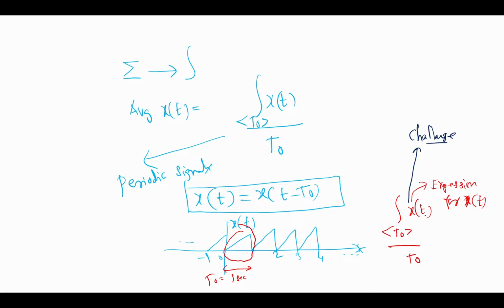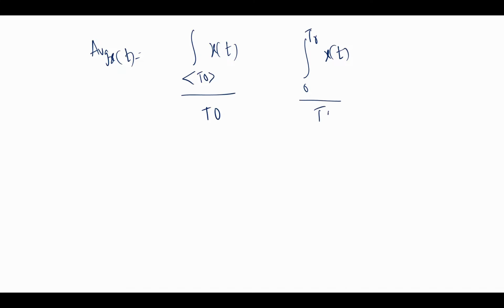Okay, so this is about the formula. Let us once again write the formula here. The average of x of t is nothing but the integration over one time period by capital T naught, right? So what is the meaning of this? This can be written like this: 0 to T naught of x of t by capital T naught. This can also be written as minus T naught by 2 to plus T naught by 2 of x of t by T naught. Depending upon the problem, we may use either this form or this form.